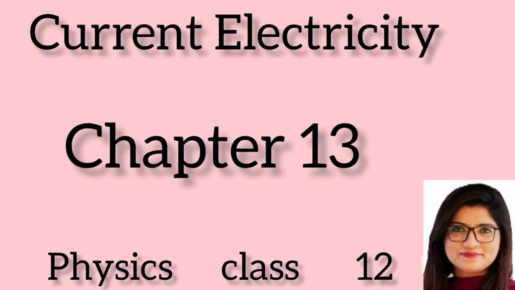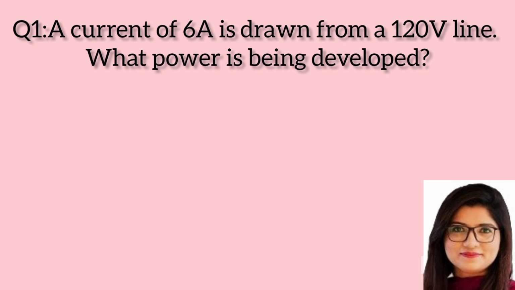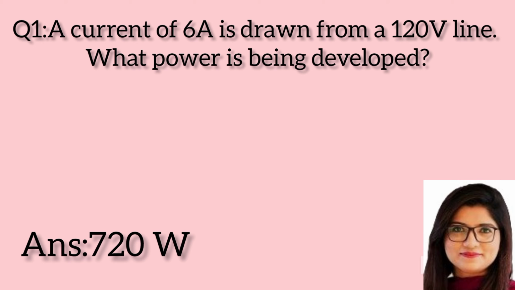Current electricity, chapter 13, physics, class 12. Question 1. A current of 6 A is drawn from a 120 V line. What power is being developed?